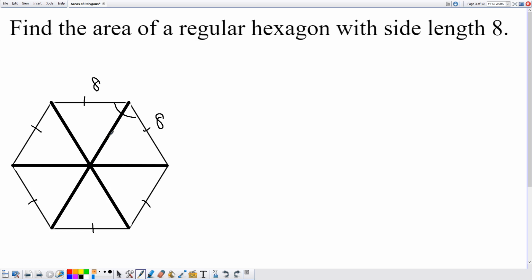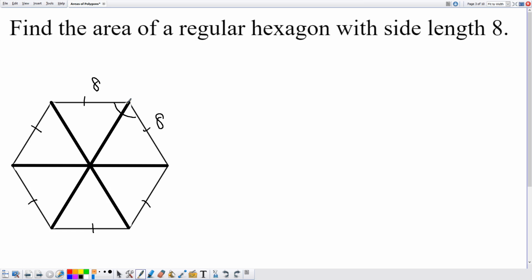Now, what can we figure out about these triangles? Well, we have that one of the side lengths is 8, but I need the other side lengths, or I need a height at least, to solve this problem. Now, how can I find the height? Well, we don't have any other side lengths to go off of besides the 8, which means I should check if there's anything special about the angles in the triangle to help me out.